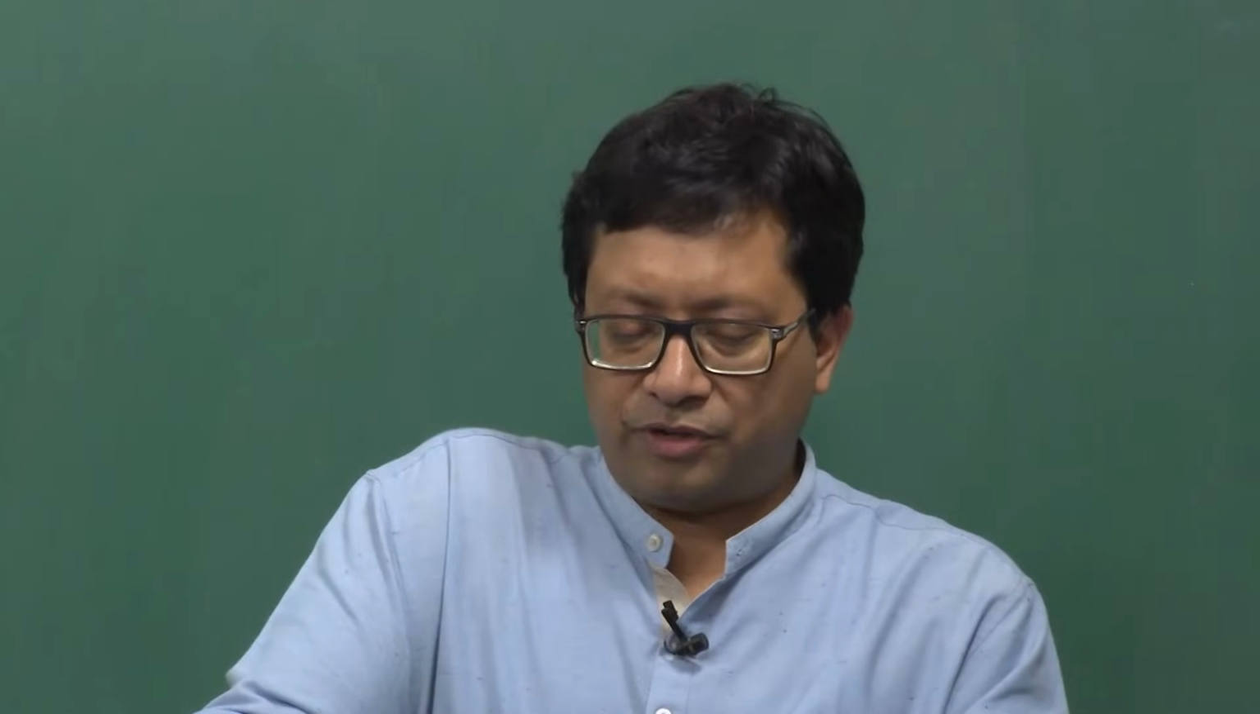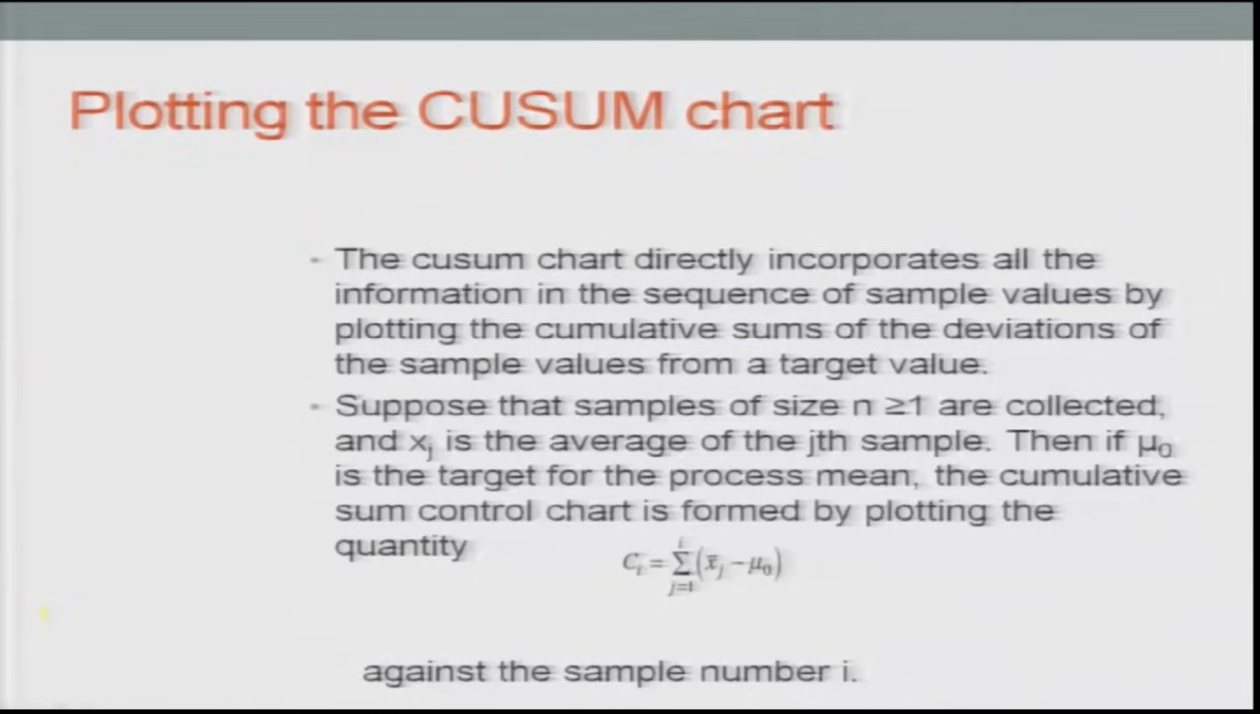Now, coming to the idea of plotting the cumulative sum charts, the CUSUM charts directly incorporate all the information in the sequence of sample values by plotting the cumulative sum of the deviations of the sample values from a target value. Suppose that a sample of size n greater than 1 is collected and x_j is the average of the jth sample. Depending on how many samples you have collected, each sample would have some set of observations, and we will find out the averages. Then, if mu_0 is the target for the process mean. Obviously, the process mean would be fluctuating.